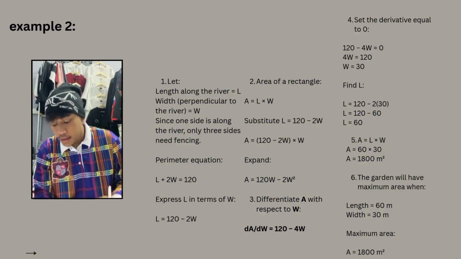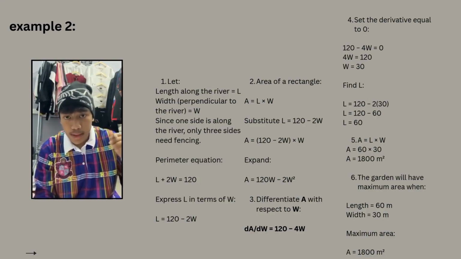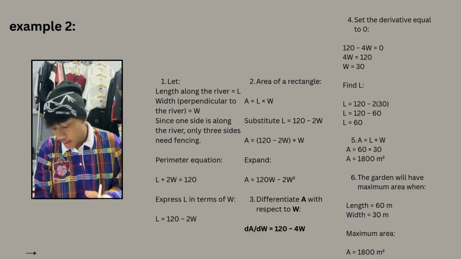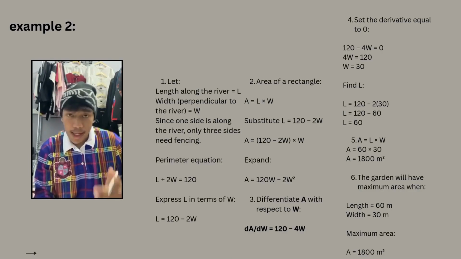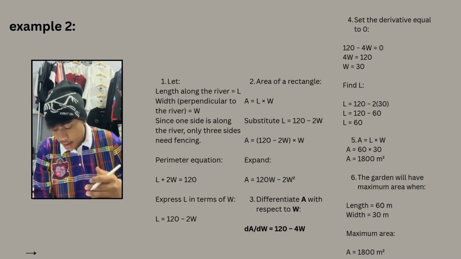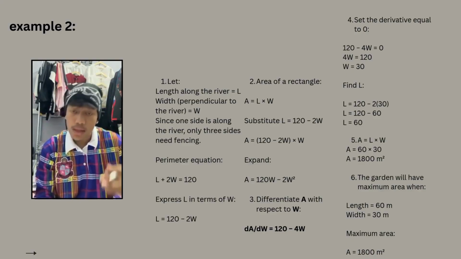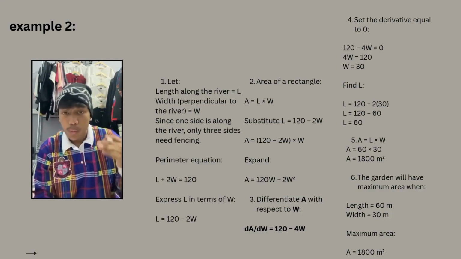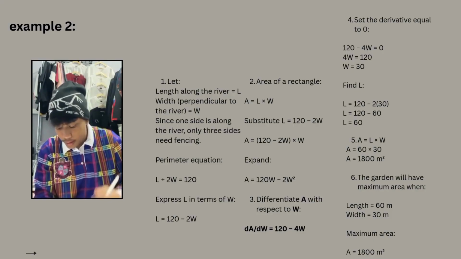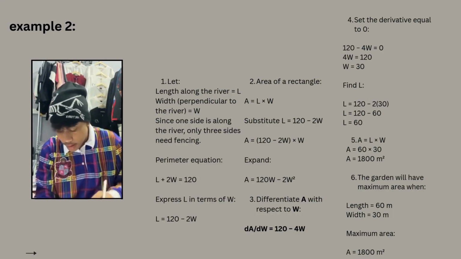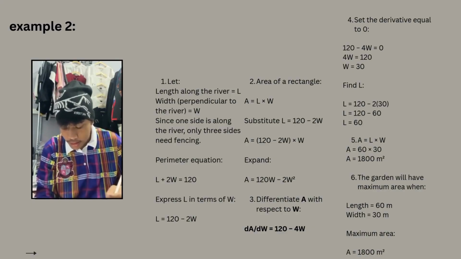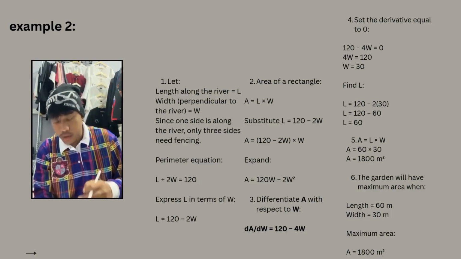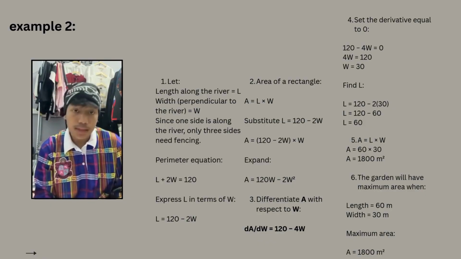Now we find the length. L equals 120 minus 2 times 30. So L we get 60. Finally, we calculate the maximum area. A equals L times W. L is 60 and W is 30. So A equals 60 times 30. So we get A equals 1,800 square meters. So the conclusion is the maximum garden area occurs when the length is 60 meters and the width is 30 meters, giving a maximum area of 1,800 square meters. So that is it from me.